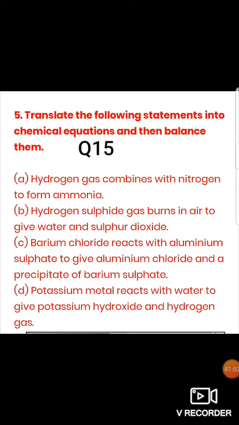Translate the following statements into chemical equations and then balance them. Hydrogen gas combines with nitrogen to form ammonia. Hydrogen sulfide gas burns in air to give water and sulfur dioxide. Barium chloride reacts with aluminium sulfate to give aluminium chloride and a precipitate of barium sulfate. Potassium metal reacts with water to give potassium hydroxide and hydrogen gas.